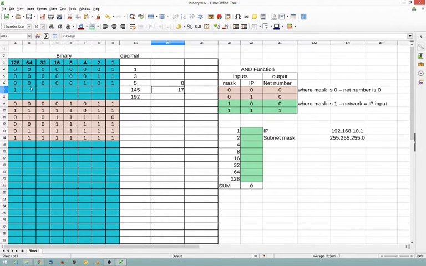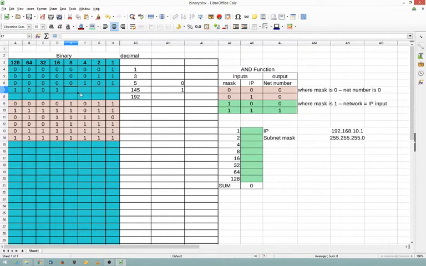So will 64 fit into 17? No, it won't. Will 32 fit into 17? No, it won't. Will 16 fit into 17? Yes, it will. So let's change our calculation. So let's minus 16 in that. And our remainder is now 1.